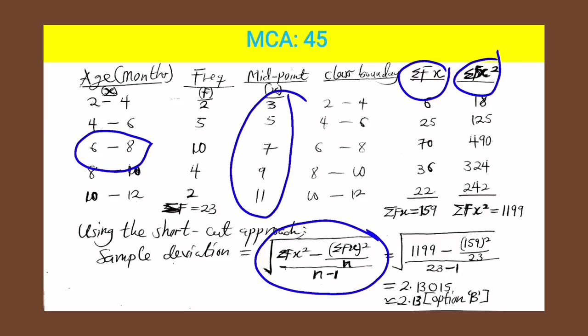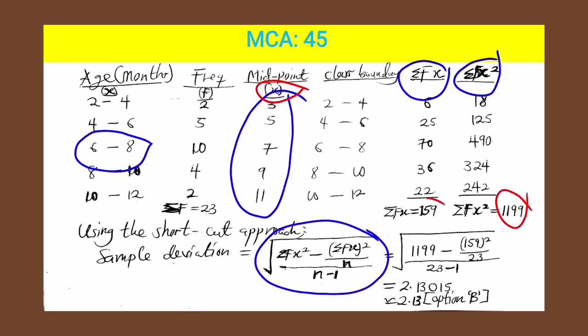And the x squared here is the midpoint. The midpoint is very important. This value, the midpoint, is where you square it and multiply by the frequencies. Then you get these values: the 18, the 125, the 492, 324, and then 242. And then when you sum all of them, you're going to get what?